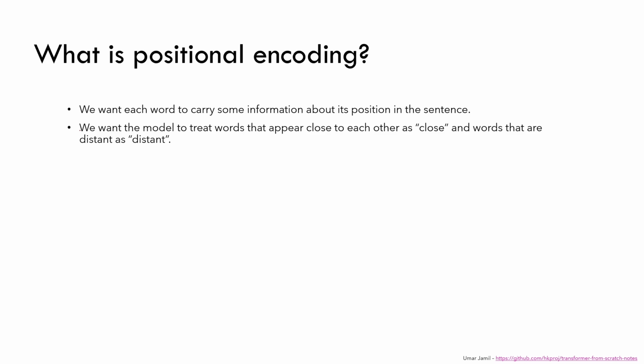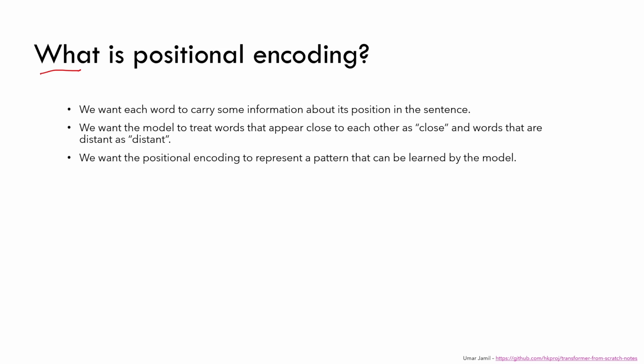So for example, when we see this sentence, "what is positional encoding," we know that the word "what" is more far from the word "is" compared to "encoding," because we have this spatial information given by our eyes, but the model cannot see this. So we need to give some information to the model about how the words are spatially distributed inside of the sentence. And we want the positional encoding to represent a pattern that the model can learn. And we will see how.